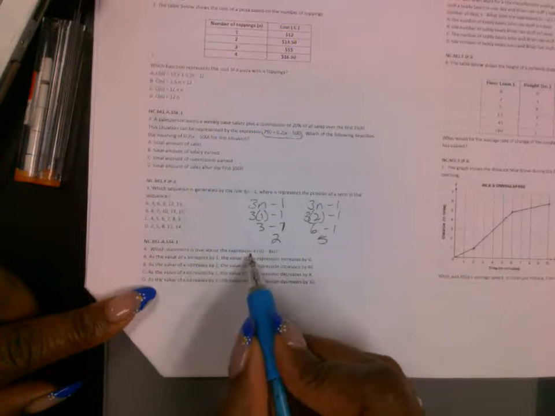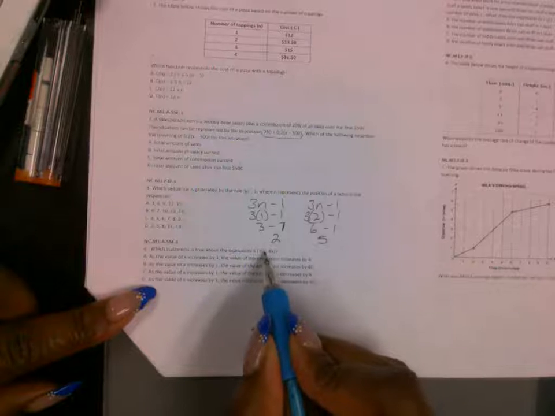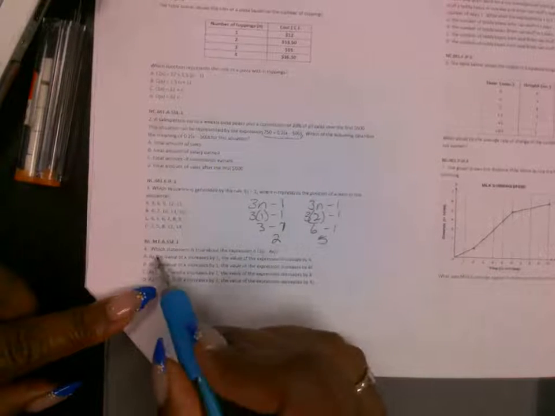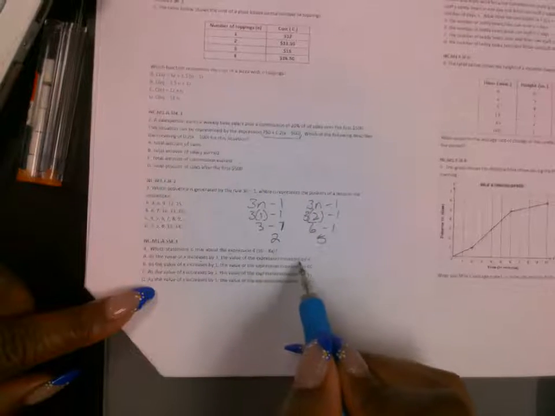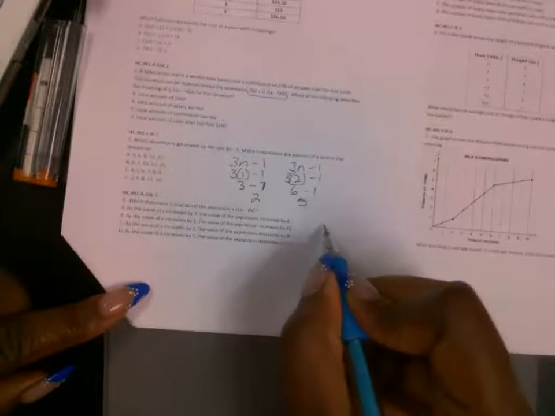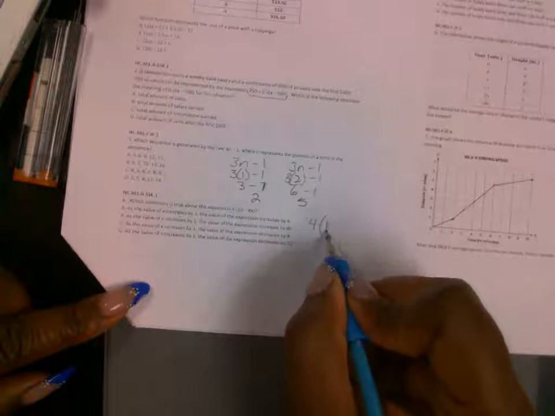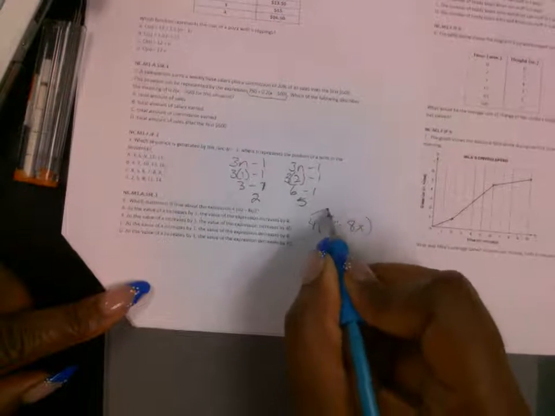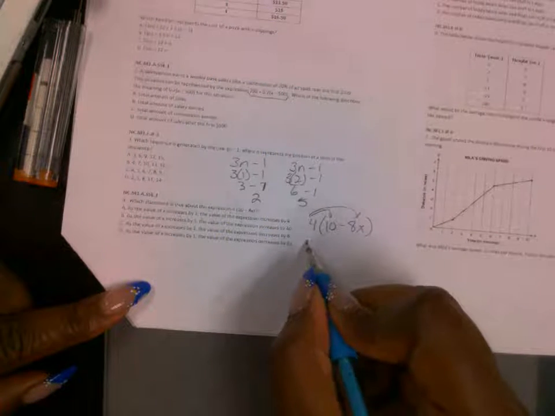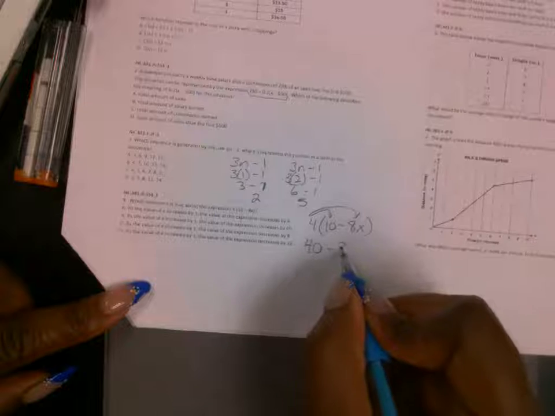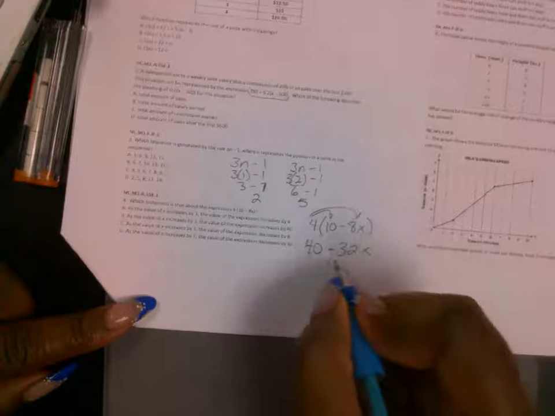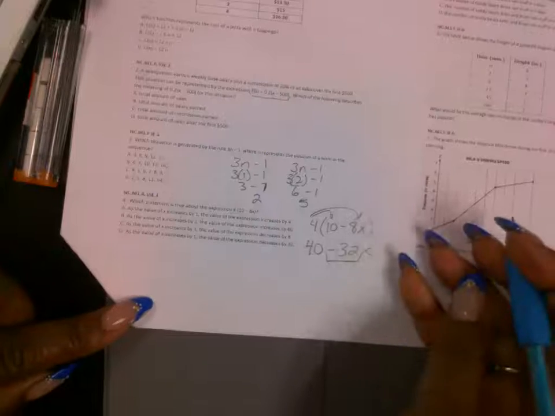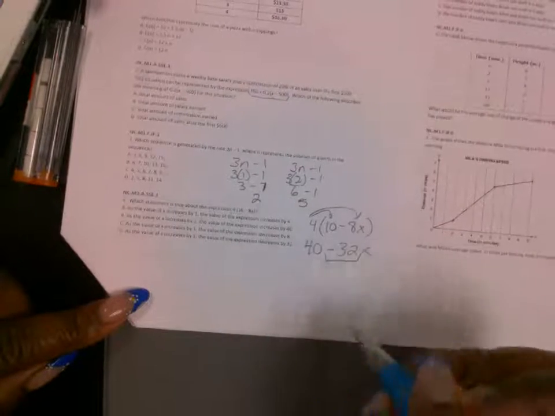Which statement is true about this right here? 4 times 10 minus the 8x. As the value of x increases by 1, the value of the expression does what? Okay, so look, simplify and see what you get. This is a linear equation, okay? But let's simplify it. So this gives you 40 minus 32x, okay? So this is my slope. It's decreasing, okay? It's decreasing by this. So you have to choose the best answer, okay? All right, because that's my slope.